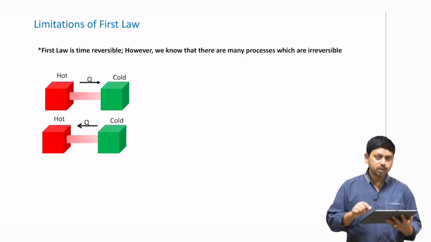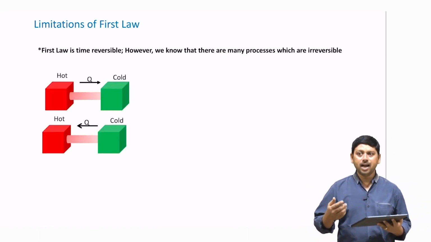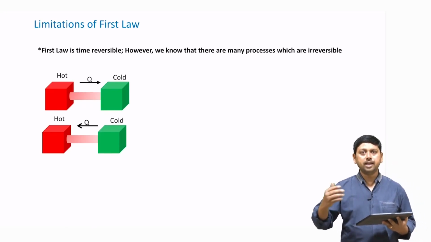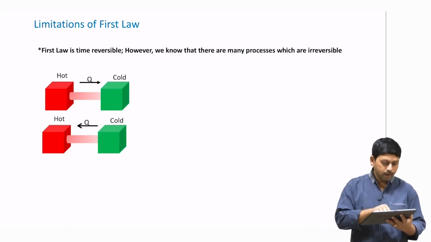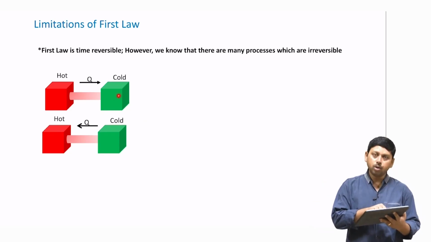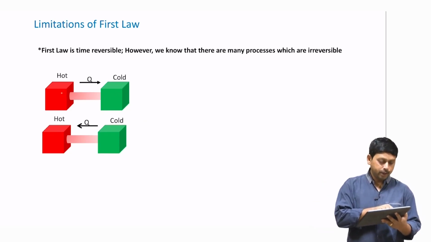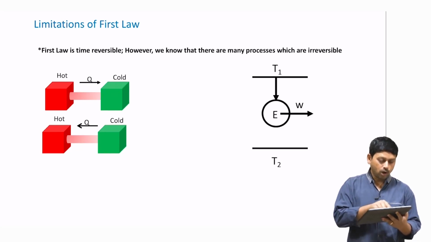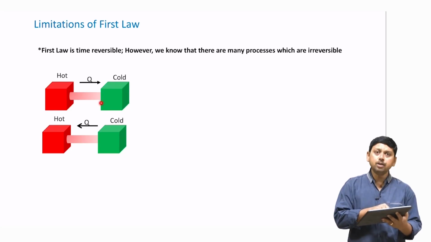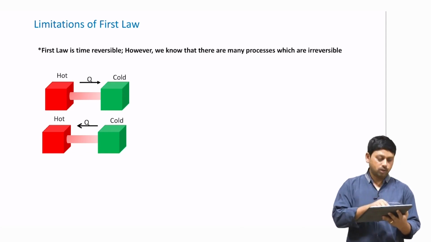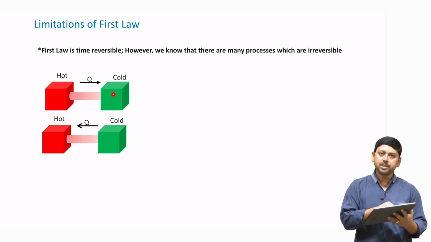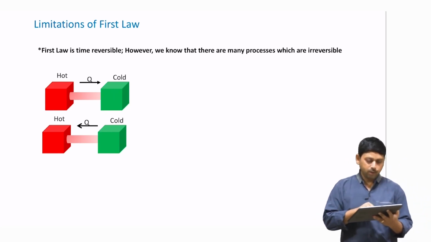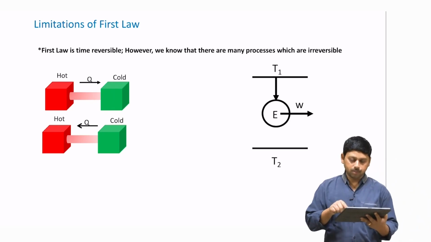Therefore, the first law of thermodynamics lacks in telling what would happen. For example, let us say there is a hot body and a cold body and the energy content is conserved. Either heat flows from cold to hot or hot to cold, and in either case energy will be conserved. However, we know that heat transfers only from hot to cold, high temperature to low temperature, spontaneously, and the other one is not possible.